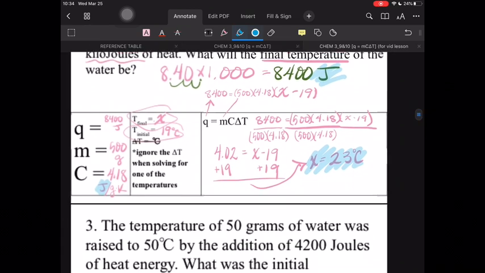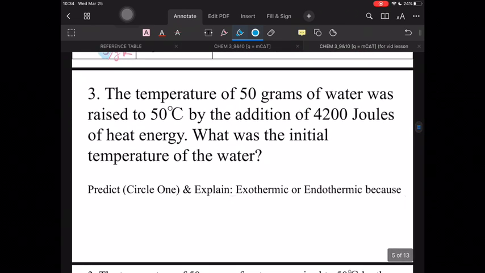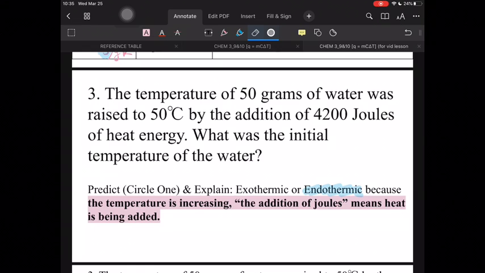Okay, moving on. Number 3. And again, we're going to predict endothermic or exothermic. Temperature of 50 grams of water was raised, right? Raised. So we are increasing the temperature, meaning we need to add heat. It's going to be endothermic, right? Heat is entering. And the reason is because temperature is increasing. Addition of joules. Heat's being added.